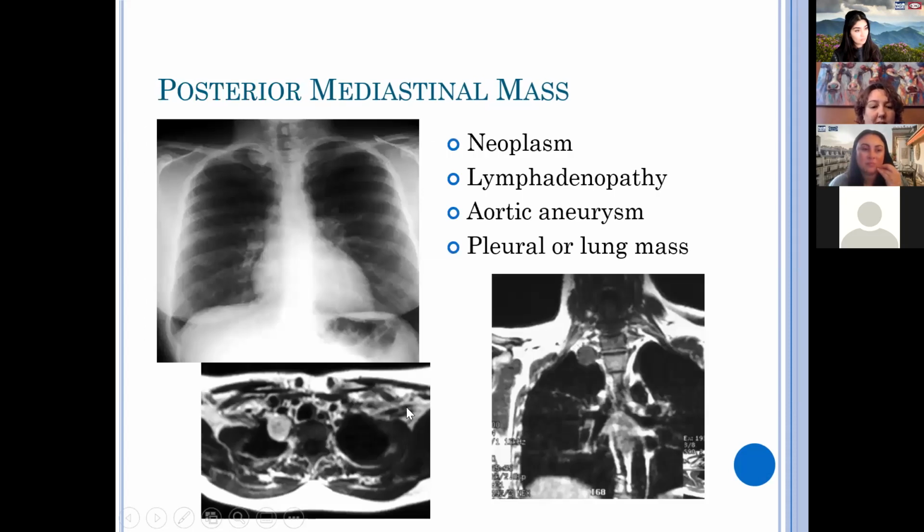Posterior mediastinal masses can also be seen, cancers, lymphadenopathy, aortic aneurysms. You can see here, we've got this rounded area here.